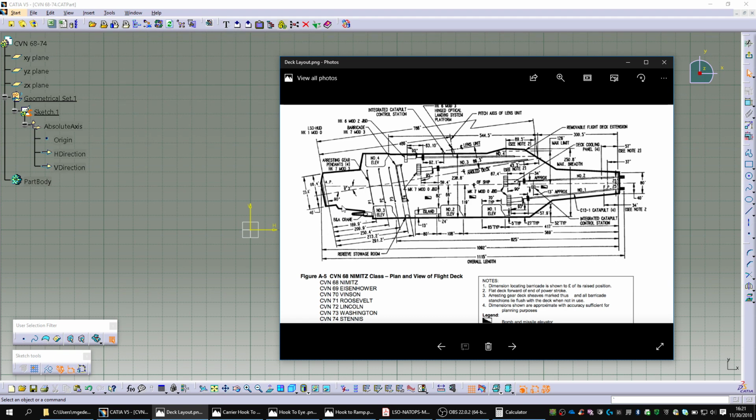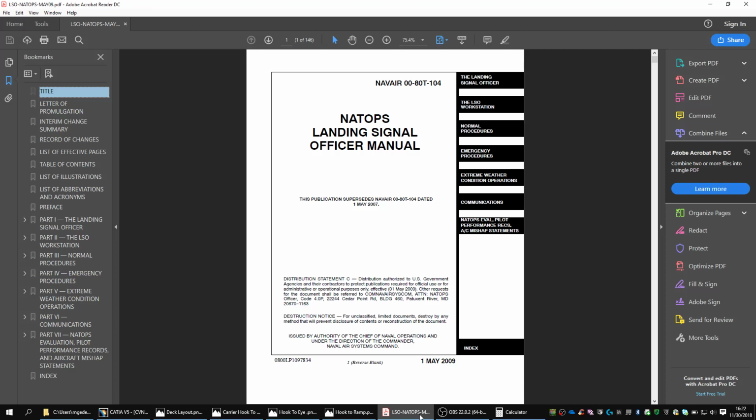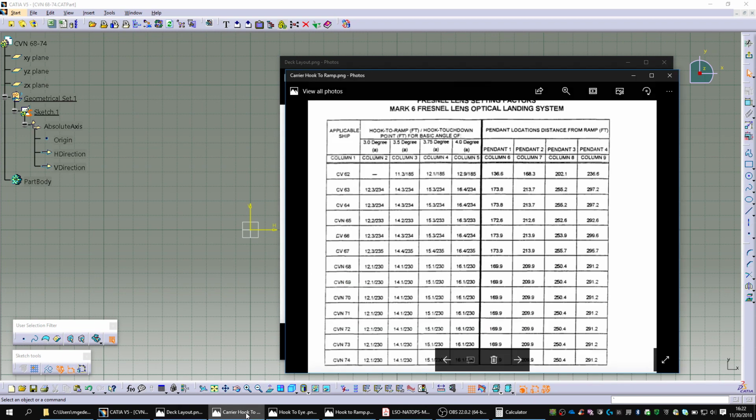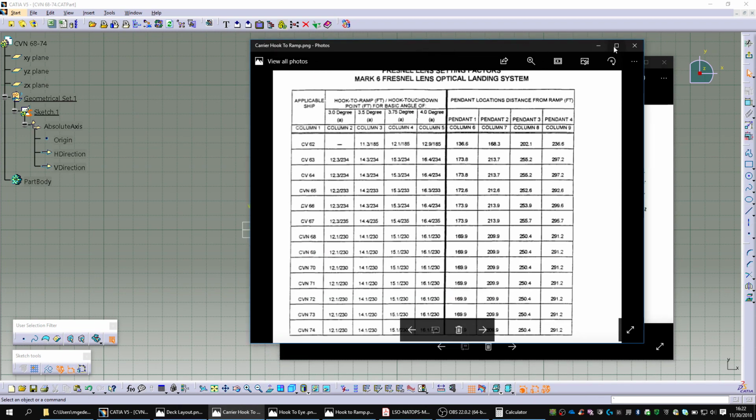It'd be really cool to visualize with a 3D model of an airplane and a deck and see what that landing envelope is, but I just can't do that, at least not if we want to stay true to the real world. So what we're going to do here is build this geometry with all the wires, the distance from the ramp to each wire, the distance from the ramp to the lens unit here, and we're also going to use the NATOPS. The LSO NATOPS, I've got one from May 2009, and we're going to use some other known pieces of information here.